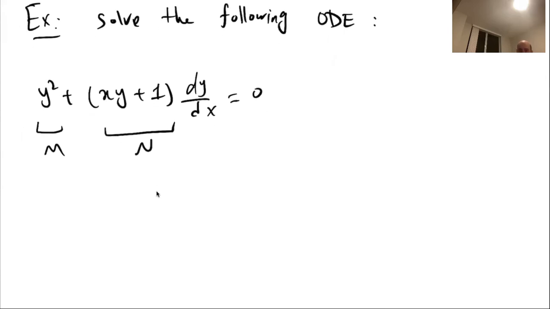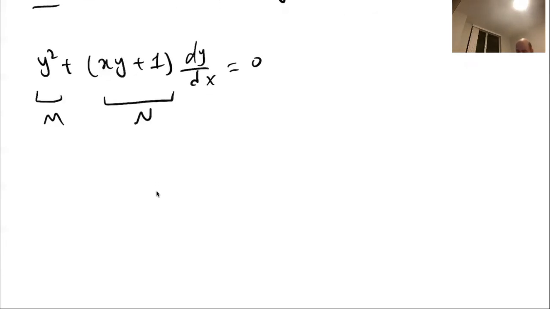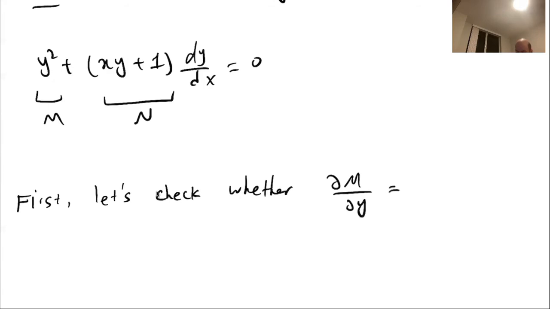So first we have to verify if we want to interpret it as an exact equation or an equation which can be converted into an exact equation. First, we have to find out about m and n, and check whether the partial derivative of m with respect to y is the same as the partial derivative of n with respect to x.